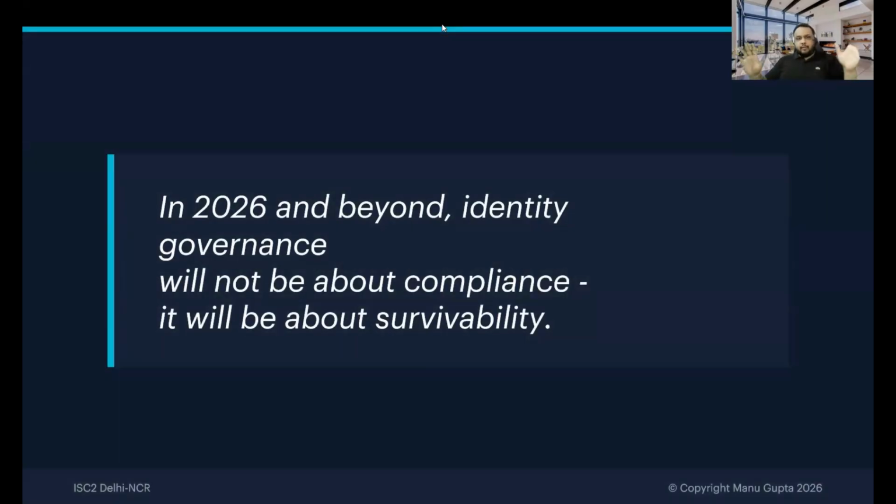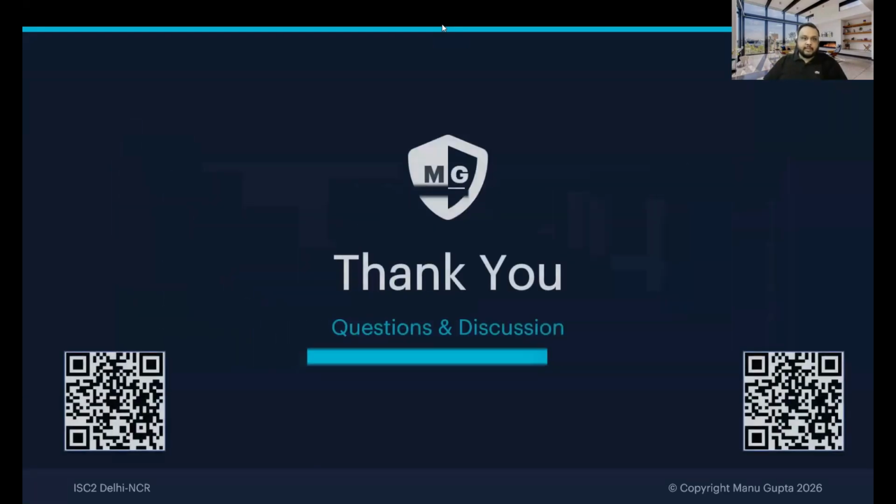So I'll probably close with this thought that we are living in a time of extraordinary transformation. AI, artificial intelligence, is shaping every industry, every function, every process. And in this world, the question is not whether your identities will be targeted. They will. The question is whether your governance is strong enough to withstand that targeting. In 2026 and beyond, identity governance is not just about compliance, it's about survivability. And with that, I'll conclude and I'll open the floor for any questions, discussions, feedback.